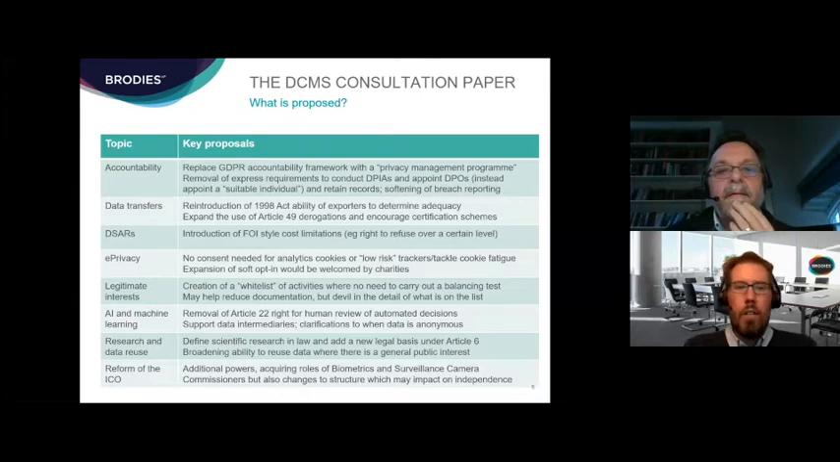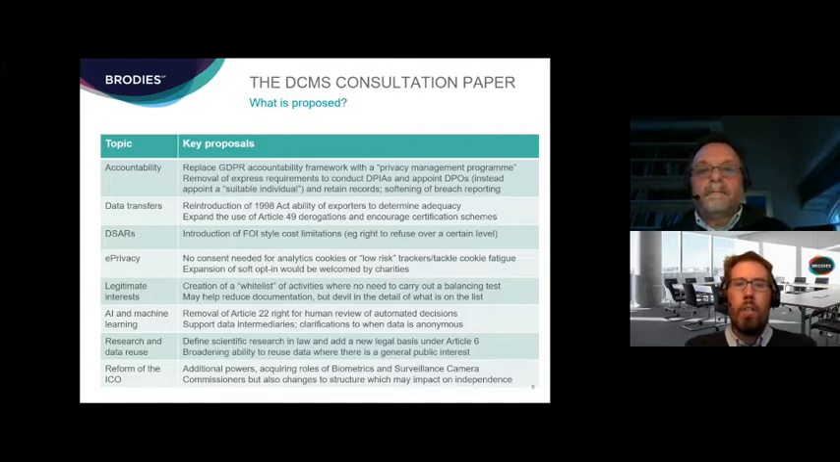On research, there's a proposal to define scientific research and also to add a new legal basis under Article 6, so that's your non-special category processing. So rather than it being either legitimate interest or a task performed in public interest, you would have a specific scientific research legal basis. So that may be helpful. And also broadening out the ability to reuse data where there's an overriding general public interest. So this is about the purpose limitation, where you perhaps didn't collect that data for the purpose of research, but you want to reuse it.